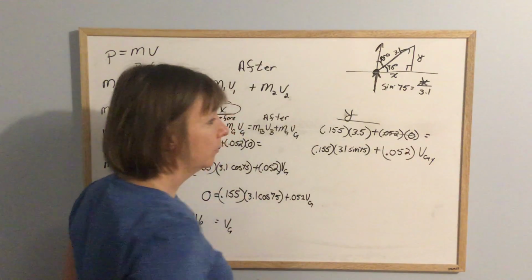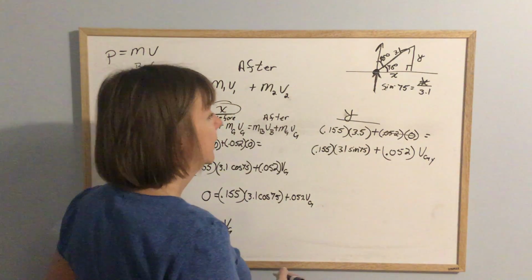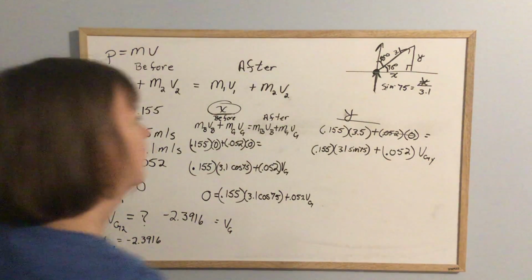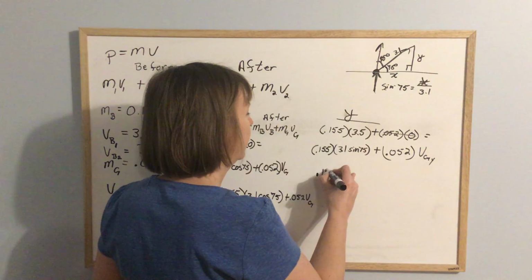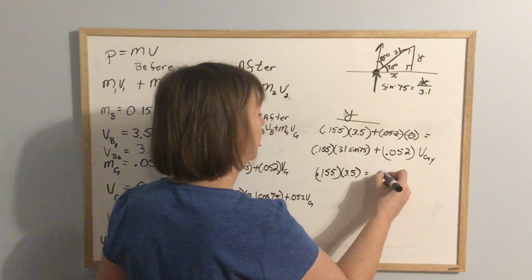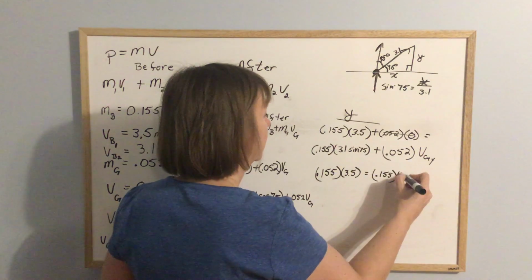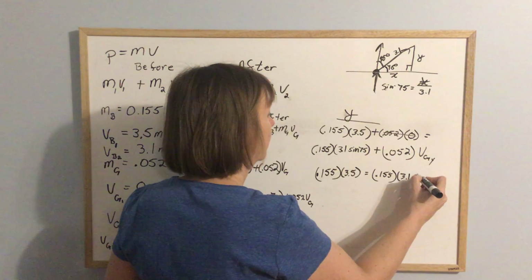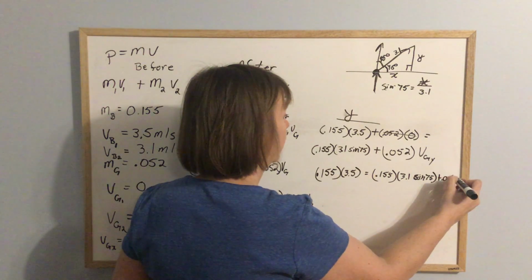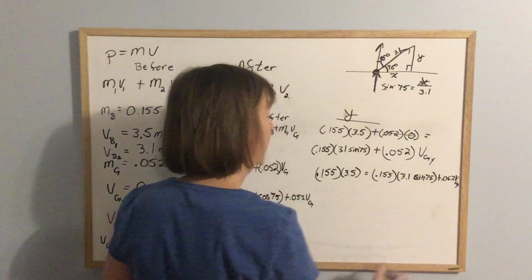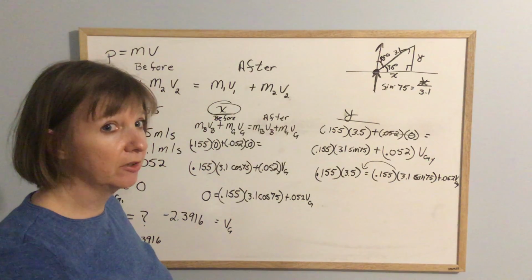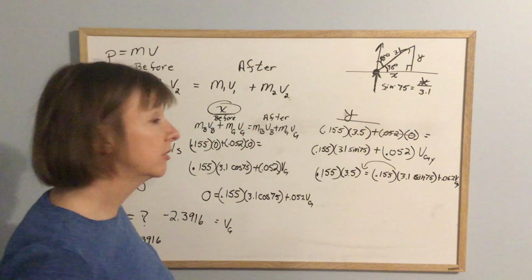So this is 0, we know that. So just be careful with this. Oh, sorry, there it is. Just be careful with this. This is 0.155 times 3.5 is equal to 0.155 times 3.1 times sine of 75 plus 0.052 VGY. When you bring this over here, you have to subtract it. A lot of people divide it, but that is not following algebra rules, right?